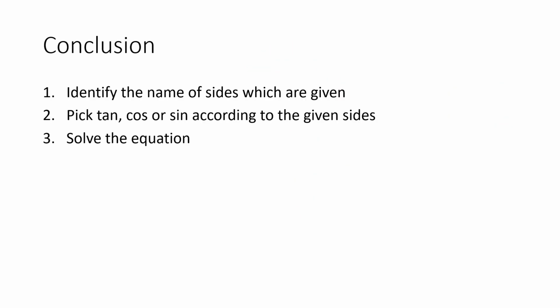So in conclusion, there are just 3 simple steps to follow in finding the angle. We must first identify the name of the sides which you are given. Then pick whether we want to use tangent, cosine or sine according to the given sides. Then we apply our Soh Cah Toa to form the equation, and we just have to solve the equation to get the value of the angle.